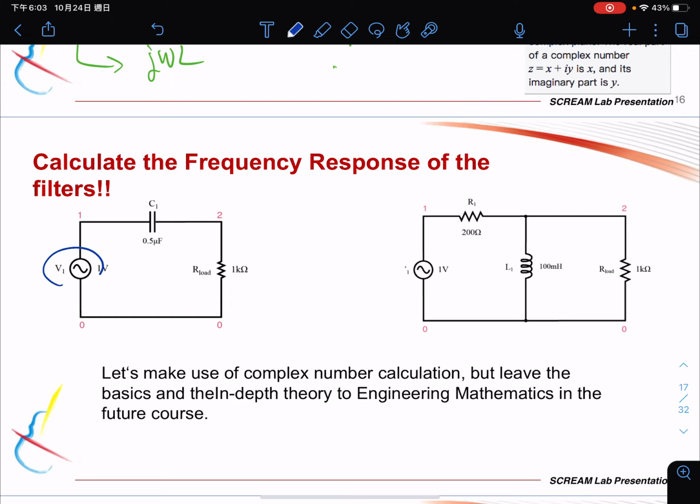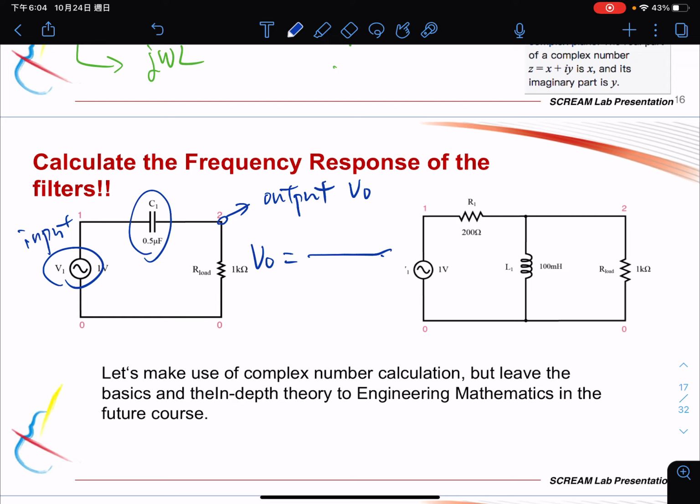For example, this is our input. And we want to know what the output is here. So the output, we call the V out. Based on the basic circuit design, we know the V out will be equal to the impedance of the capacitor. The impedance of the capacitor will be 1 over j omega C, plus the R load, right? Load is R load.